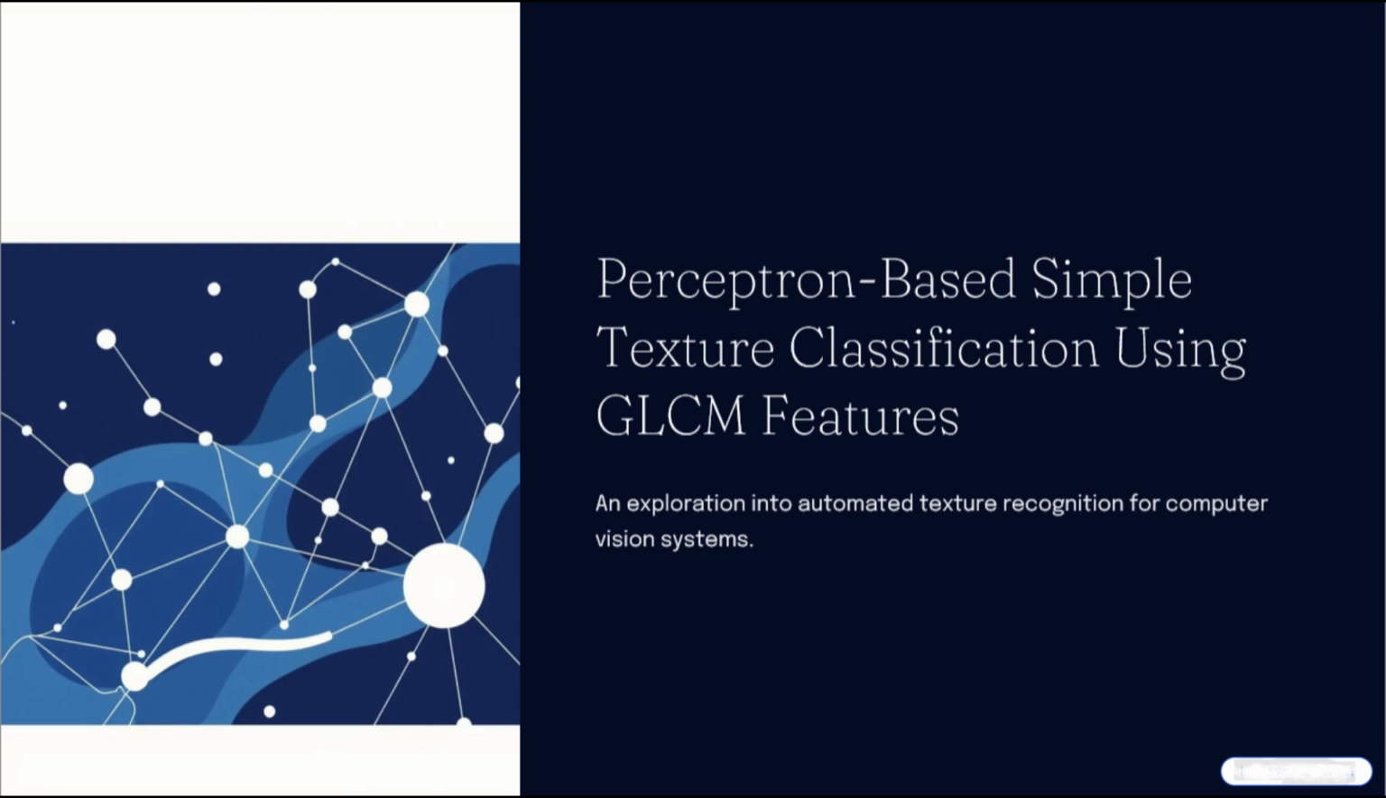Good morning, everyone. Today I will be presenting our project on Perceptron-based simple texture classification using GLCM features. The goal of this project is to classify two different textures, such as brick and grass, by extracting statistical texture features from image patches and training a perceptron to separate them.